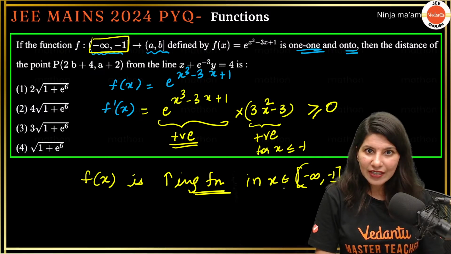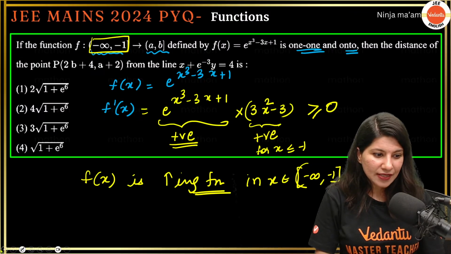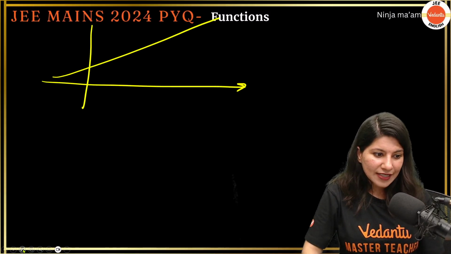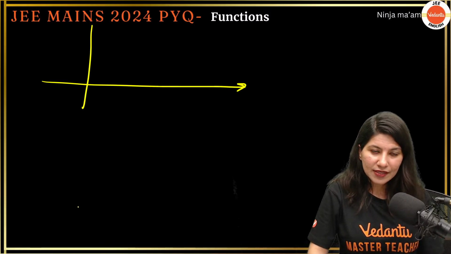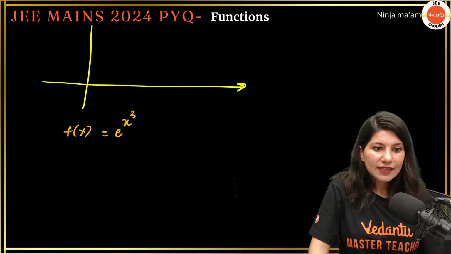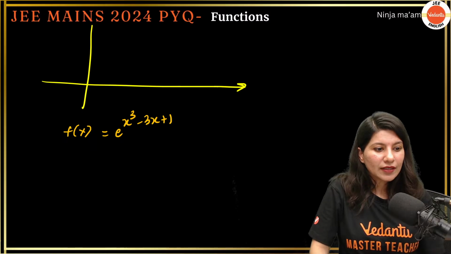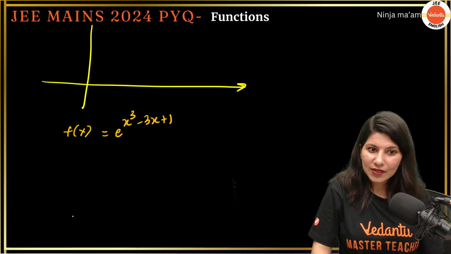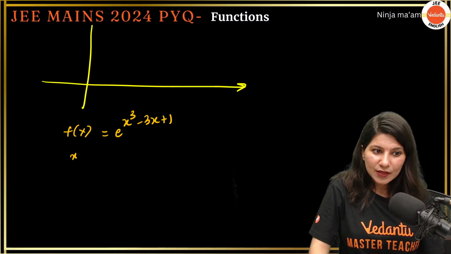The f(x) is an increasing function. That means, how does an increasing function look like? Tell me. Like this. Okay. So let us try to plot this function. Let us try to understand what this function is trying to say. Your f(x) is, by the way, e raised to power x cube minus 3x plus 1. Okay, so put x tending to minus infinity. Now you put x equals to minus 1 as well.